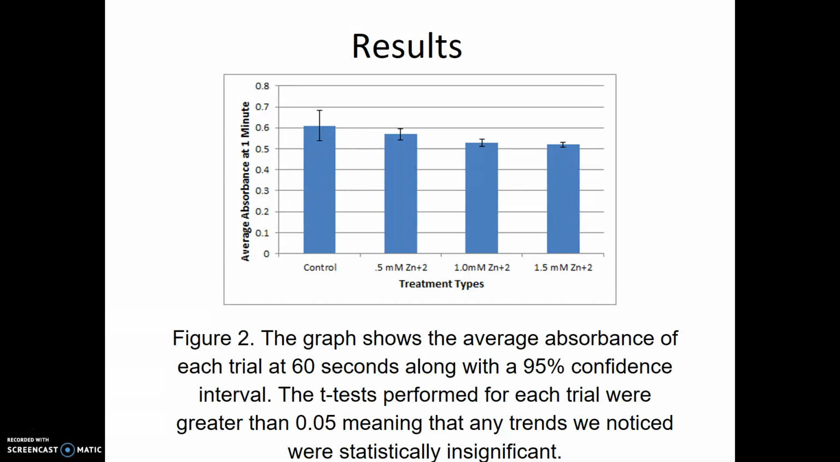All of the p-values were greater than the cutoff of p equals 0.05, meaning that even though a slight decrease in absorbance was observed, this trend is statistically insignificant and a conclusion cannot be drawn about the effect of zinc 2+ on the activity of catalase.